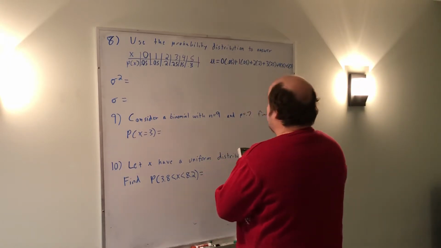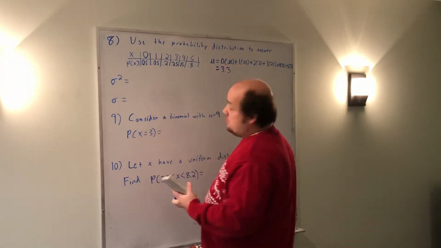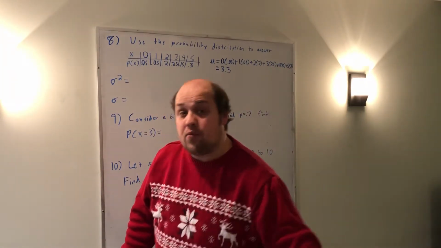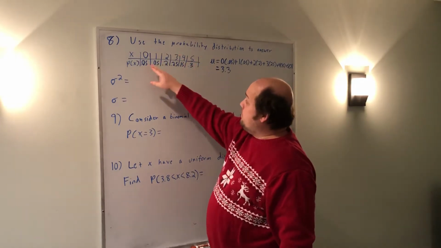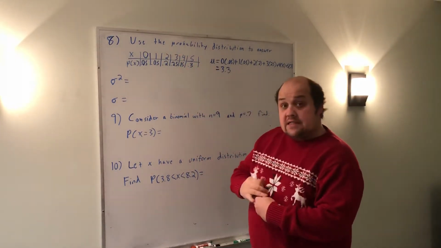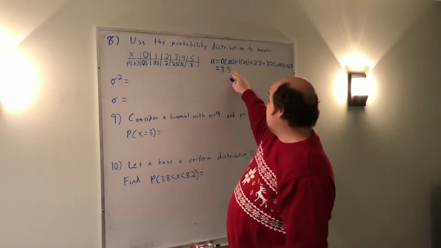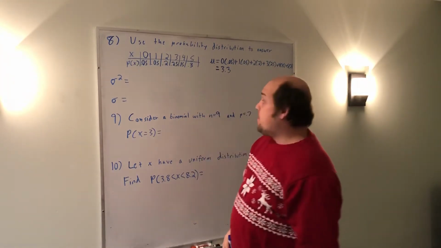All of that gets me to a total for the mean of 3.3. So my first answer for this question is mu equals 3.3. Again, that comes from each x value individually being multiplied by the probability. To now find the variance, I need to take the x value, subtract the mean that I just found, square the result, and multiply it by its probability.